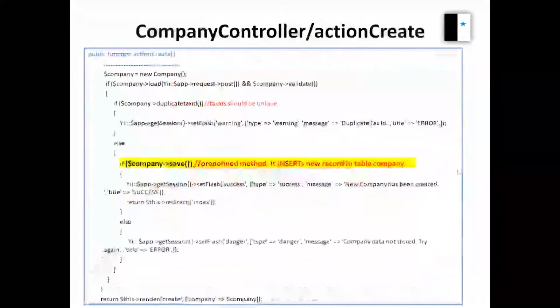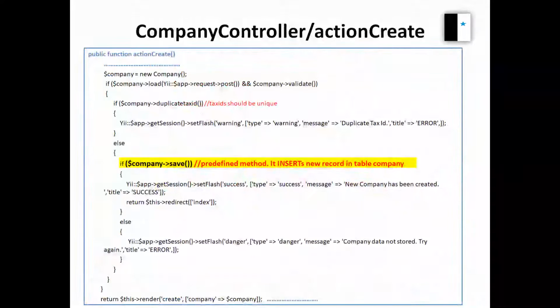Finally, a quick look at the actionCreate of the company controller. It's very similar to the one we have seen in lecture 2. The only addition there is the predefined method save. So when you say company save, it actually inserts a new record in table company.